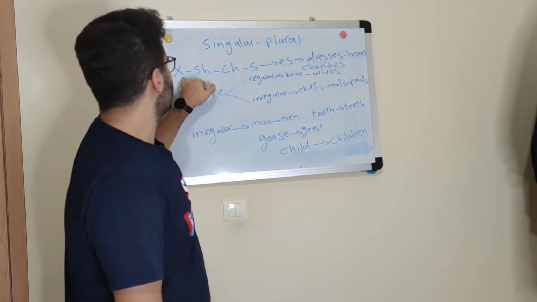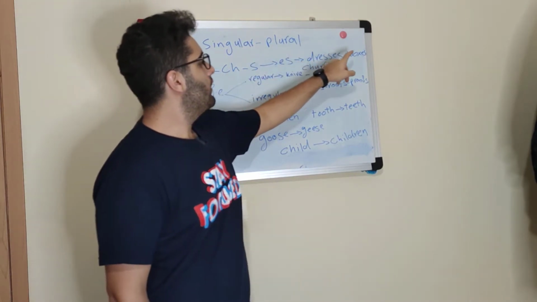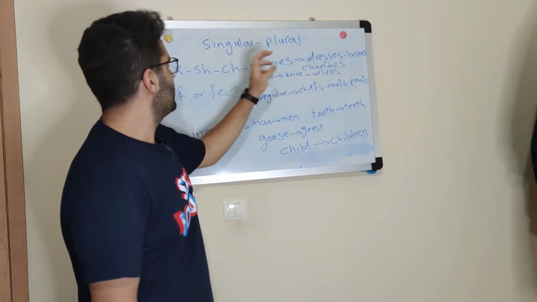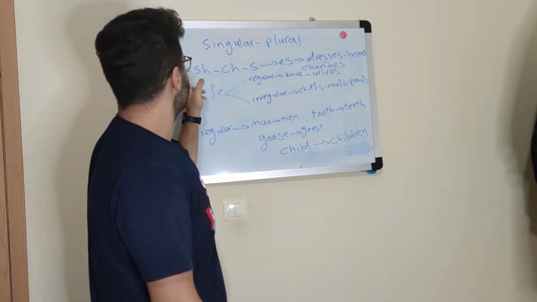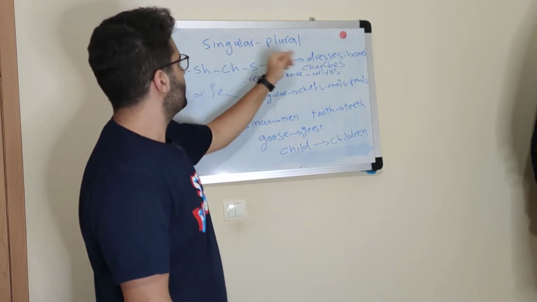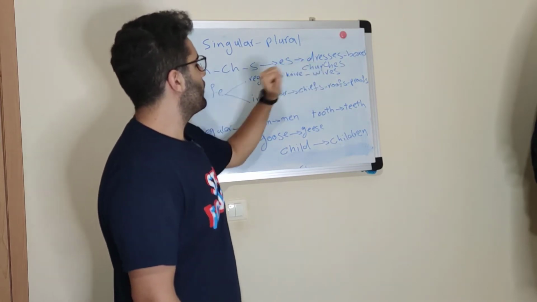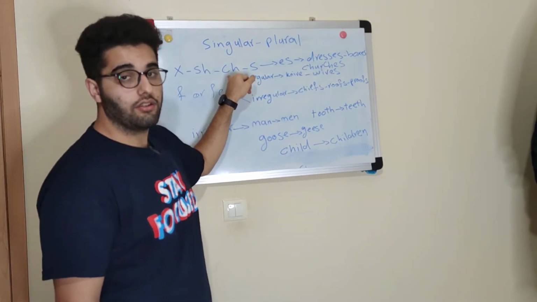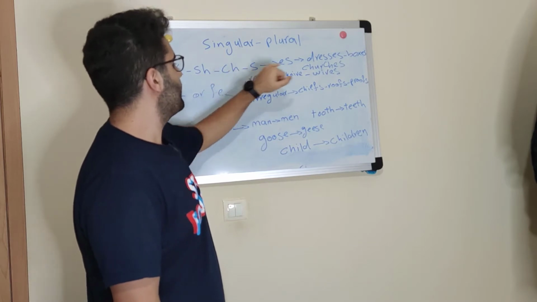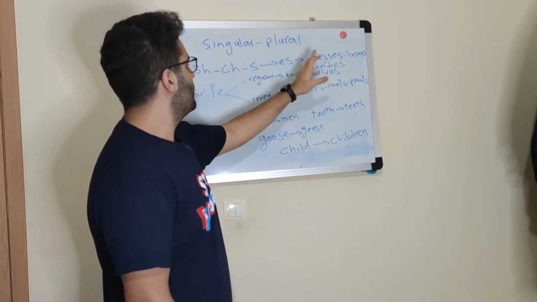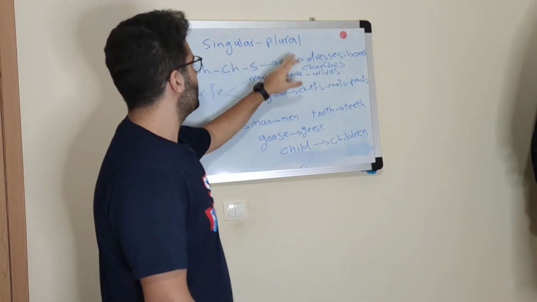Or fox. Fox is singular. Actually, I haven't written fox in here, but fox is singular. Foxes would be plural. Church ends in CH. Church is singular, churches would be plural.